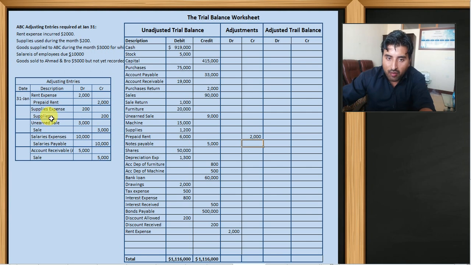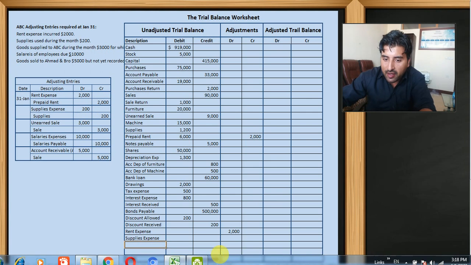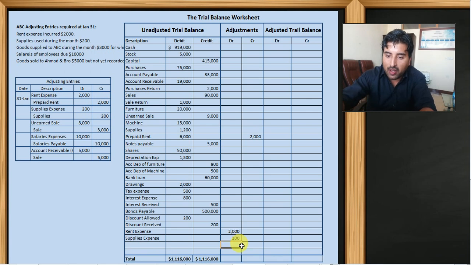Next, we have supplies expense. Supplies expense account debited. How much? $200. So do we have any account related to supplies expense? No, we do not have it. So just include it here. Supplies expense account debited $200. Okay, make sure all adjustments are recorded in the adjustments column, not in this column. Try not to be confused. Okay, so supplies expense we have debited $200. Supplies asset, yes, we have a supplies asset account here. Okay, how much credited? That is $200.